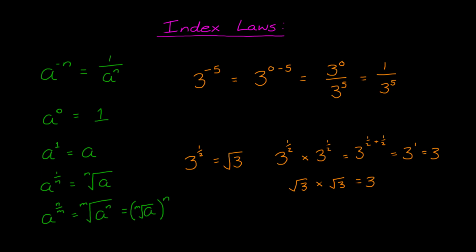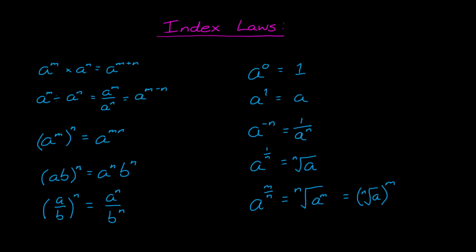We can also combine this last law with our earlier power law and say that a to the power of n over m is equal to the mth root of a to the power of n, or the nth power of the mth root of a. So for example, 3 to the power of 3/5 would be 3 to the power of 3, and then we take the 5th root of that, or we take the 5th root of 3 and raise the entire answer to the power of 3. And here I've just written all of those index laws again for you as one last summary.